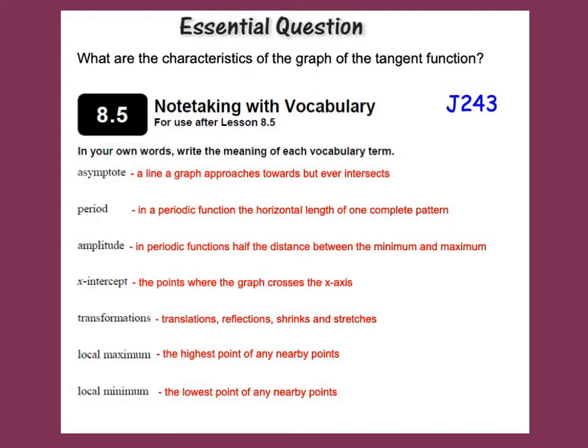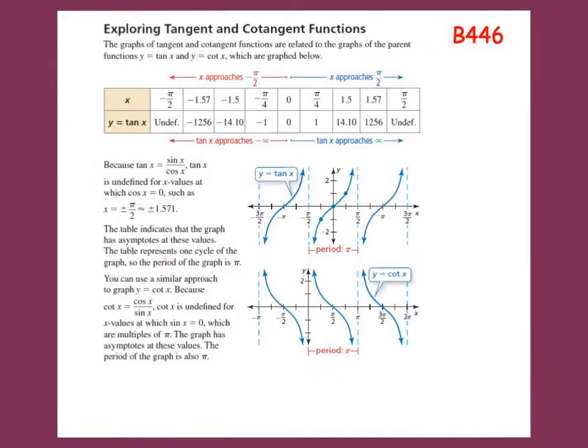The x-intercept is the point where the graph crosses the x-axis. Transformations are translations, reflections, shrinks, and stretches. Local maximum is the highest point of any nearby points, and local minimum is the lowest point of any nearby points. Exploring tangent and cotangent functions.